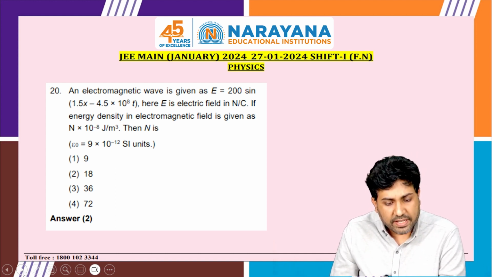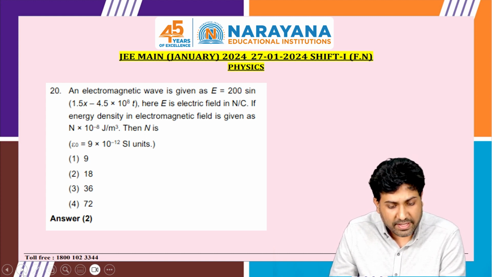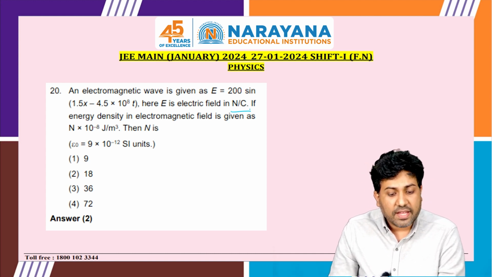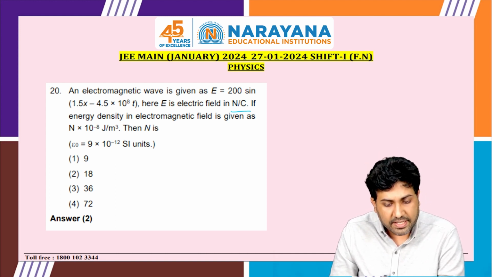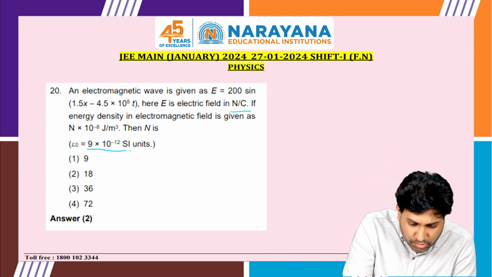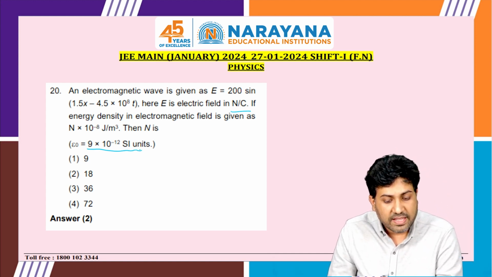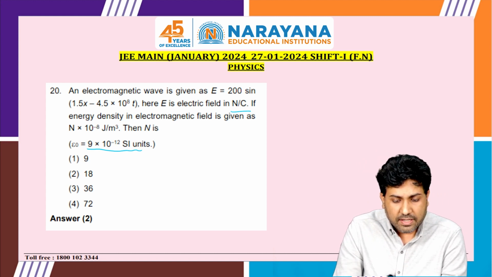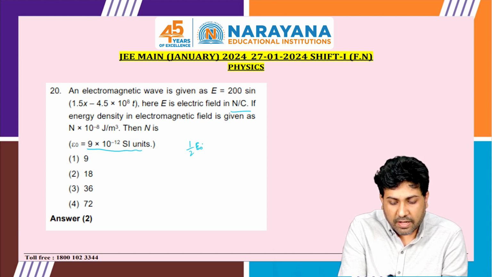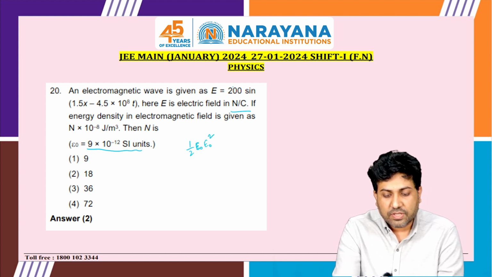Now the next question is, an electromagnetic wave is given as E equals 200 sine (1.5x minus 4.5 into 10 raised to power 8 t), where E is the electric field and the units are given in SI. If the electric energy density is N times something, we need to find this N. They have asked us to use the epsilon naught value as 9 into 10 raised to power minus 12 in SI unit. It's a pretty straightforward formula: the energy density is half epsilon naught E naught square. So this is the value of E naught.